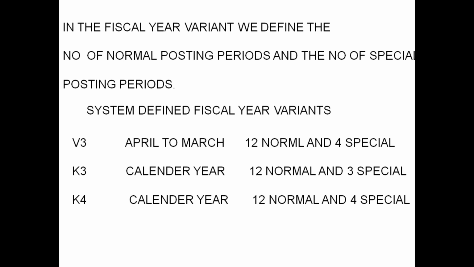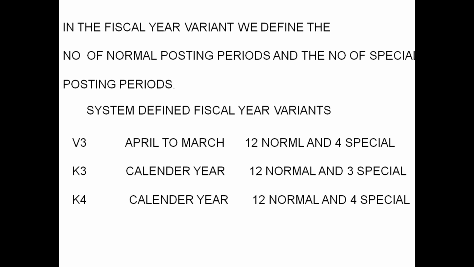And in the system, we have the calendar year with the code K3, K4, and under these you will find combinations of 12 plus 3, 12 plus 4. What do you mean by this 12 plus 3 and 12 plus 4? 12 would be a normal period and 3 would be a special period, and 4 would be a special period.